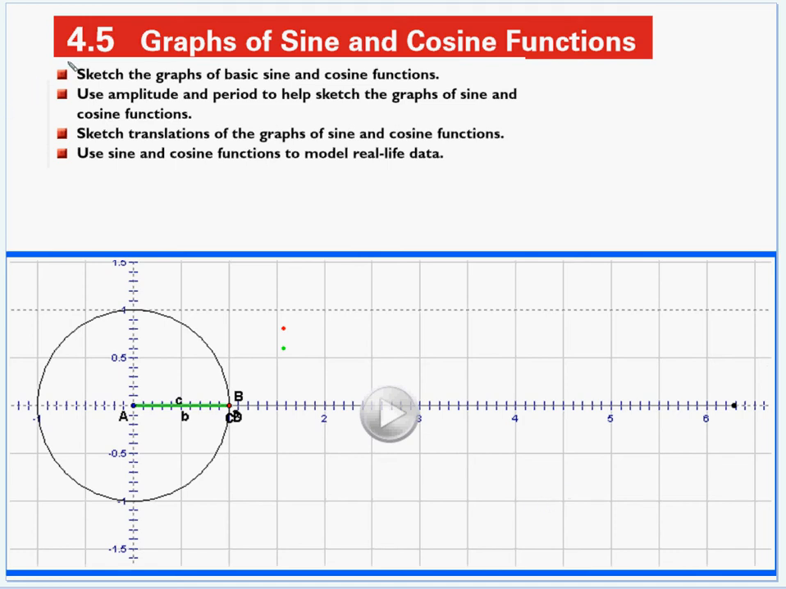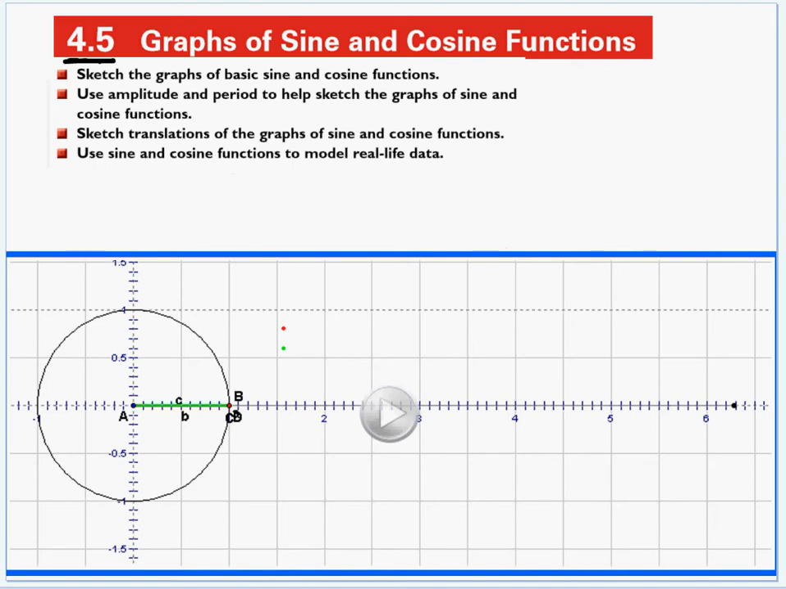In this one, we're going to start looking at section 4-5, graphing the sine and cosine functions. And we have 4 bullet points: sketch and graph the basic sine and cosine functions, use the amplitude and the period to help sketch graphs of sine and cosine, sketch translations of the graphs of sine and cosine, and use them to model and solve real-life problems.